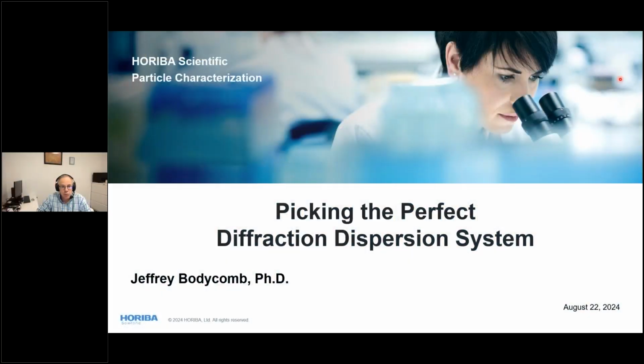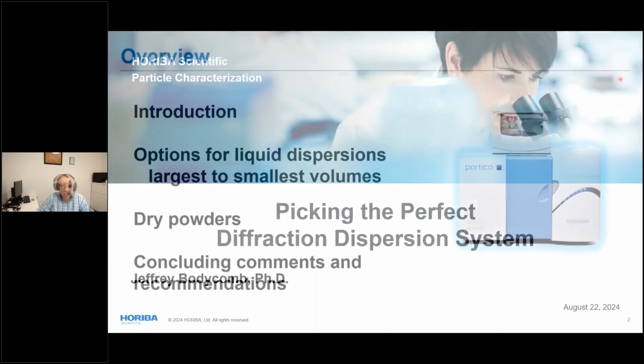Today, I'd like to talk about the other side of laser diffraction, which is getting the particles into the instrument for analysis. Picking the right tool for the job is really a review of the different tools available, and can hopefully excite some thoughts about how to handle challenging samples.